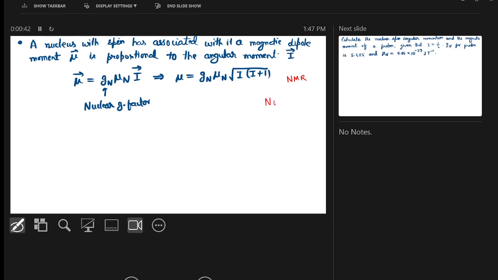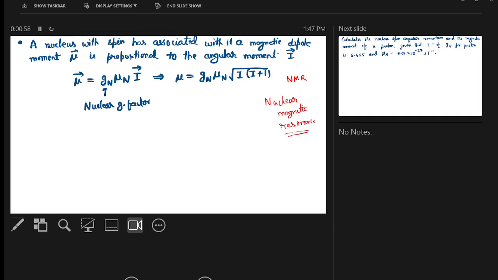nuclear magnetic resonance. So first let's see a bare nucleus.